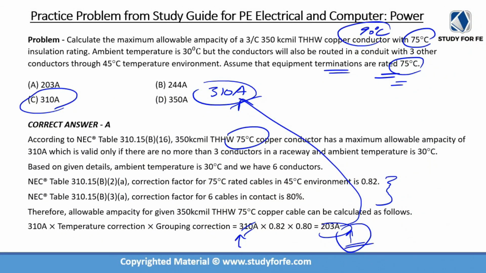the insulation rating of the conductors is important, because a higher insulation rating will allow you to start with a higher ampacity that you multiply with the correction factors, and you can end up with a higher allowable ampacity. But that ampacity, again very quickly, cannot exceed the 75 degrees C or the lower ampacity, which is determined by the termination rating of the equipment.